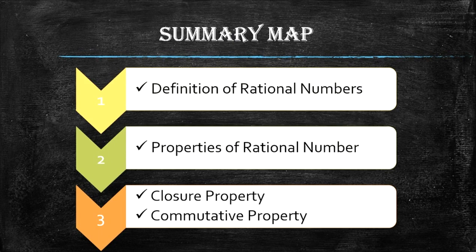When it comes to the commutative property, remember the trick AM. Okay. So, A stands for addition and M stands for multiplication. Only addition and multiplication are commutative for rational numbers, whereas subtraction and division are not commutative for rational numbers. That's it for today's class.